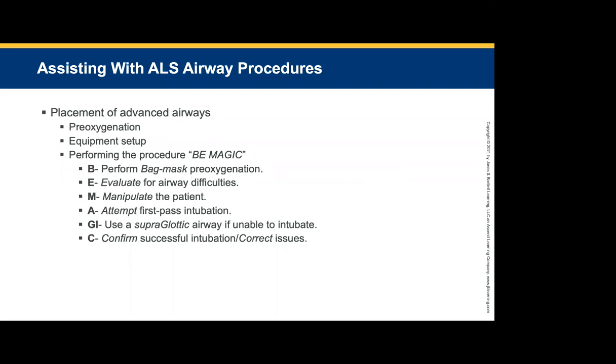Here's a mnemonic. BE MAGIC. Perform bag mask pre-oxygenation. Evaluate the airway for difficulties. Manipulate the patient. Attempt first pass intubation. G, use a supraglottic airway if unable to intubate. And C, confirm successful intubation and correct issues. Now, from M down, you can do the oral, and you can also do the nasal. That's about it.